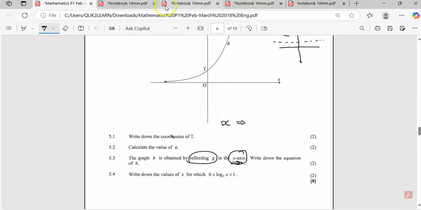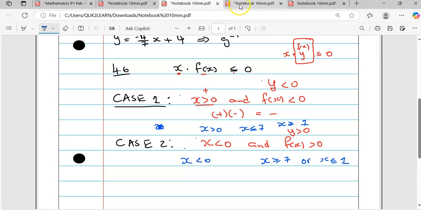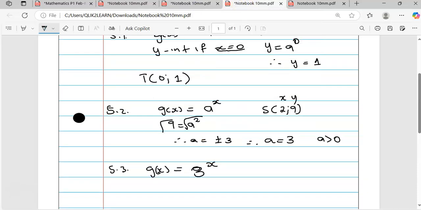h at x is obtained. So the graph of h will be what? h at x is obtained when this reflects around the y-axis. You just change the sign and put it as negative. And this can also be written as 1 over 3 to the power x. It's fine. You can write it like that.